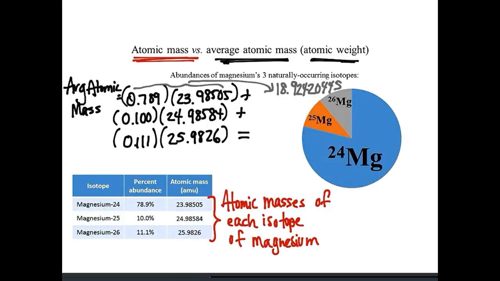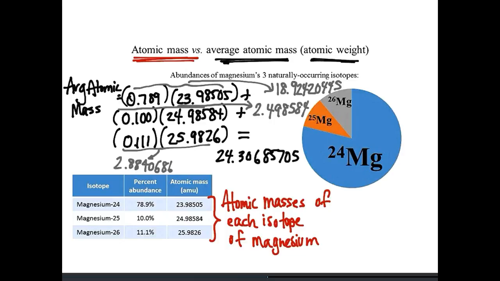Now, as we figure this out, it's easiest for significant figures to do each calculation separately. So this first part, 0.789 times 23.98505, is 18.924. And the 0.1 times 24.98584 is 2.48498584. And then the third part, 0.111 times 25.9826 is 2.884066. I wrote those in gray. It's a good idea to write down the individual numbers, only because later when we're figuring out significant figures, it's easiest if you have those intermediate numbers written down.